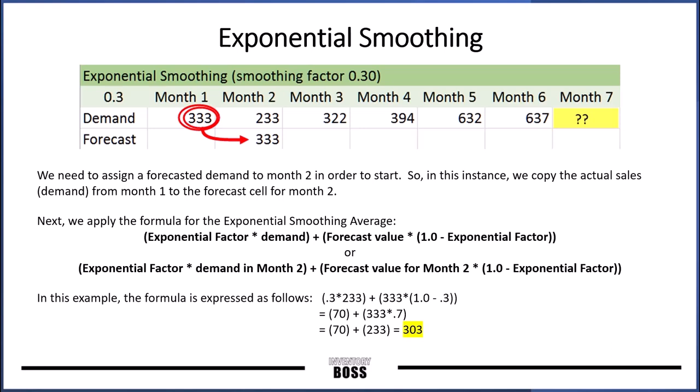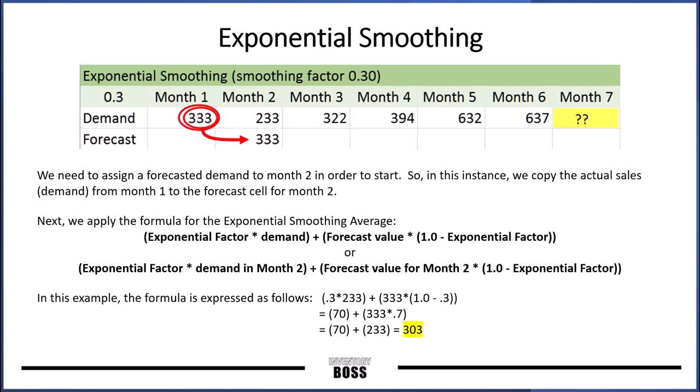So here we have a formula that looks more manageable. Our smoothing factor times the actual sales demand of month 2, which is 233 units, plus the forecast demand, which we borrowed from the month before, multiplied by the number 1 minus the smoothing factor, which would give us a 0.7. So we have 70 plus 333 times 0.7, which comes out to 303. Now 303 is what's going to be put in the cell as a forecast for month number 3.